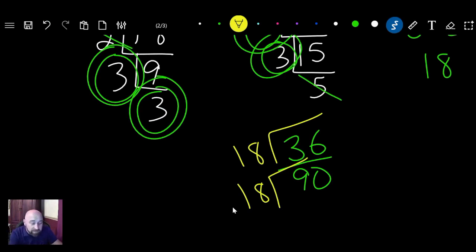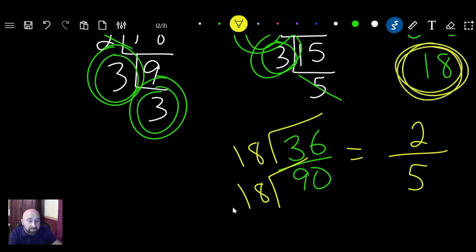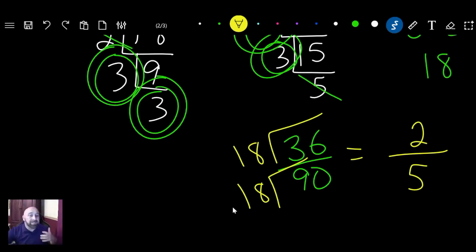18 into 36 actually goes 2 times. Okay? And 18 goes into 90 5 times. So 2 over 5 is the same as 36 over 90. We just reduced the fraction. How did we reduce the fraction? With our GCF. Find your GCF and then reduce the fraction by the GCF.